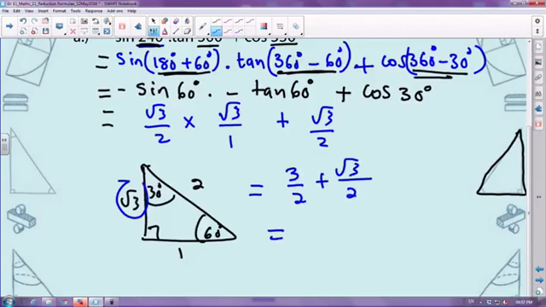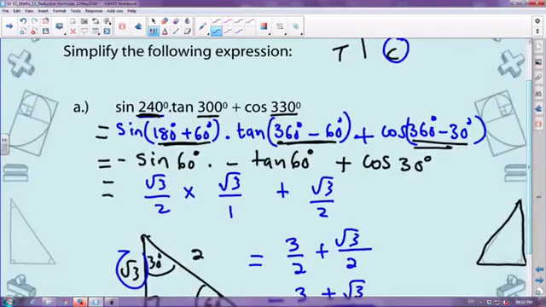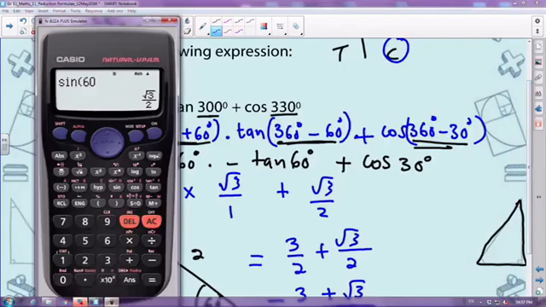Okay, now, because you're dealing with a fraction, this simplifies with an LCD of 2, and then you get 3 plus root 3 over 2. Now, guys, a cool trick about this is that you are given sine 240, tan 300, plus cos 330.